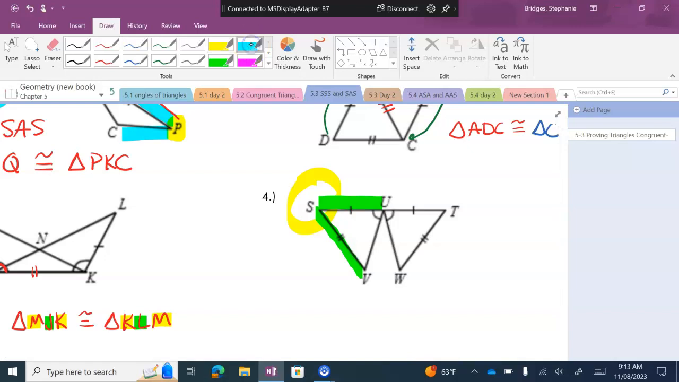And then in the other triangle, TW and UT are marked congruent. But what's the side that's in between those? In between the two blues, where do they touch? At T. Is that angle marked congruent? Okay. So I do have two angles marked congruent. They're just not the included angles.